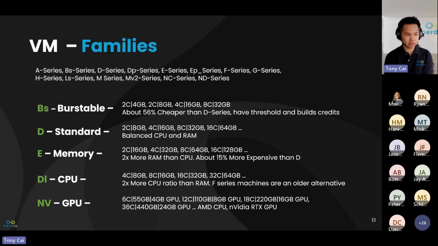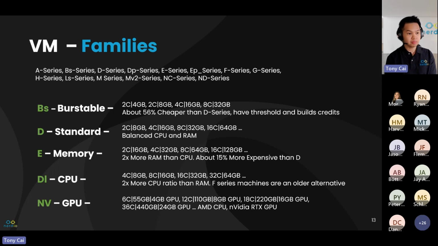Right. And then you've got your standard machines. These are your 2-core 8 gigs. The next one up is always double the consumption. So 2-core 8 gigs. The next one up is 4-core 16. The next one up is 8-core 32. They just double, and because they double in CPU and RAM, they also double in price. So the price of a VM in Azure is very linear within the same family. Okay, so these are your standard VMs, well balanced between CPU and RAM.